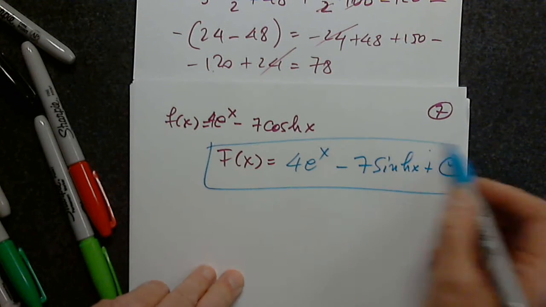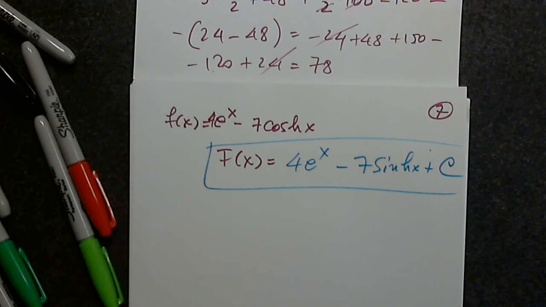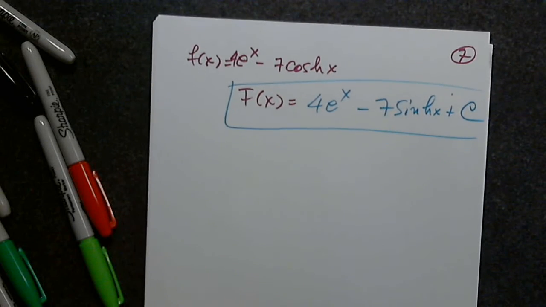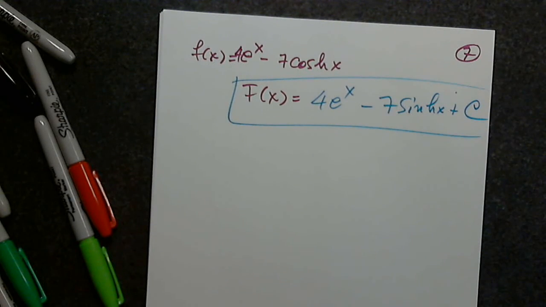So this is the most general antiderivative. Are we given any conditions? No. So this is it. Very good. Anything else? Number 8. 4, 5, 6, 7, 8. Yes. Very good. Number 8 it is.